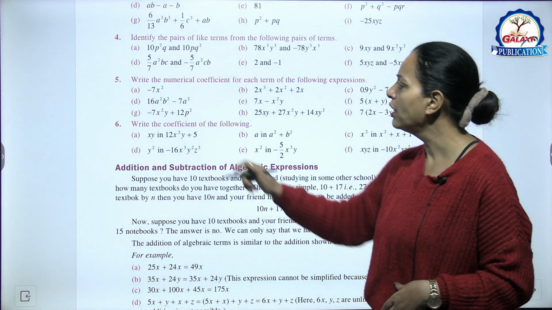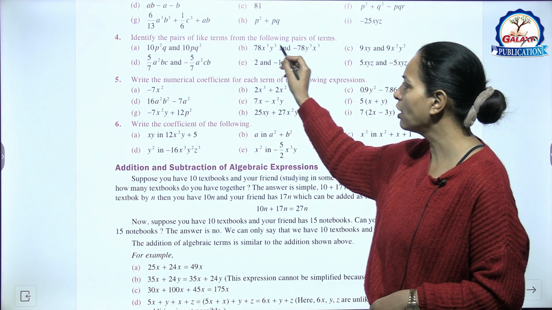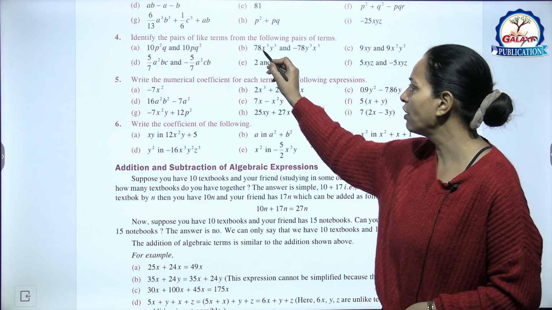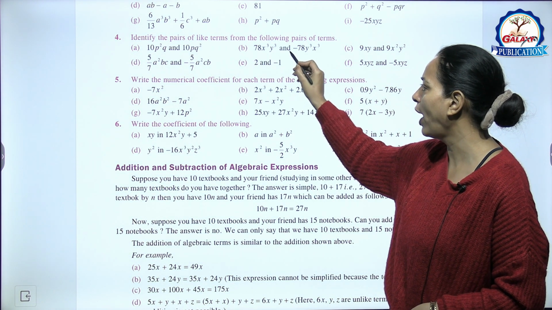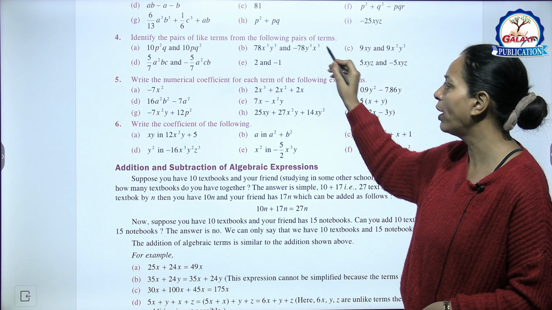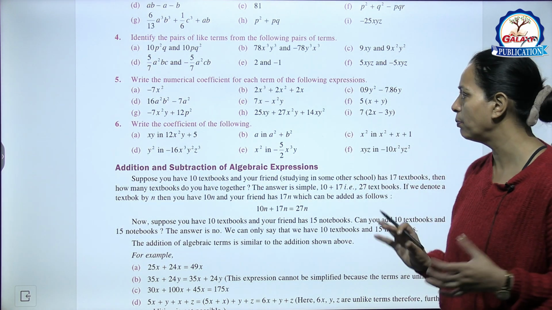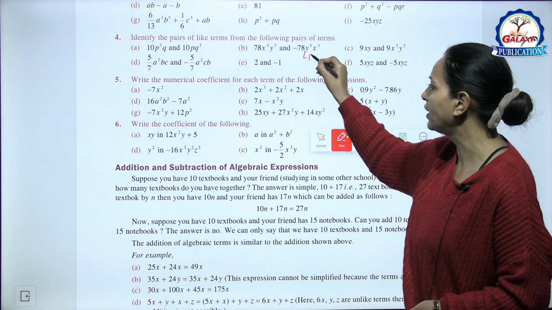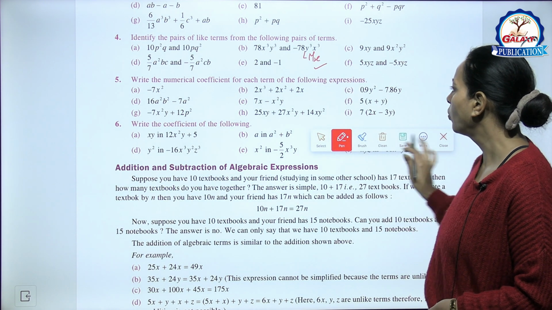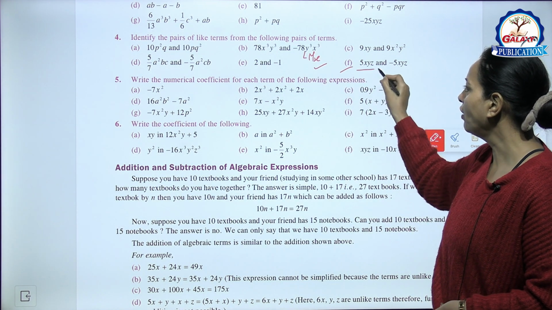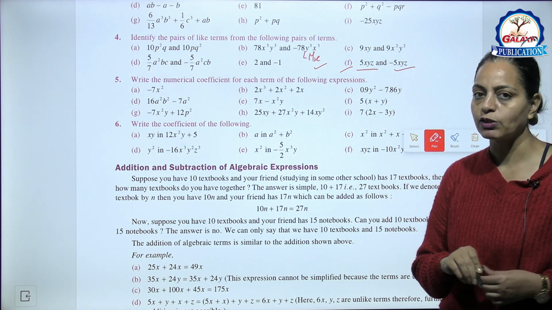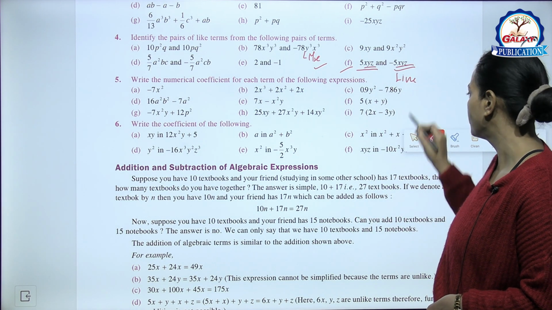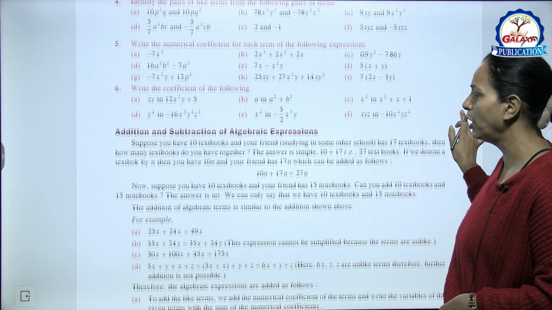Now the fourth one, identify the pairs of like terms from the following pairs of terms. Like here, B part, 78x cube y cube and minus 78 y cube x cube. Only see the variables. Variables are same, so these are like terms, right? Okay, like here F part, 5xyz and minus 5xyz. Variables are same, so these are like terms. Similarly, you can try remaining parts.